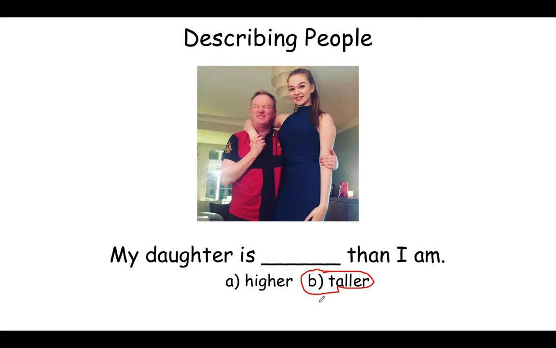So when we talk about, see how this person's short and this person's tall, we use the word tall, and when we're comparing, we use the word taller. So for example, my daughter is taller than I am.